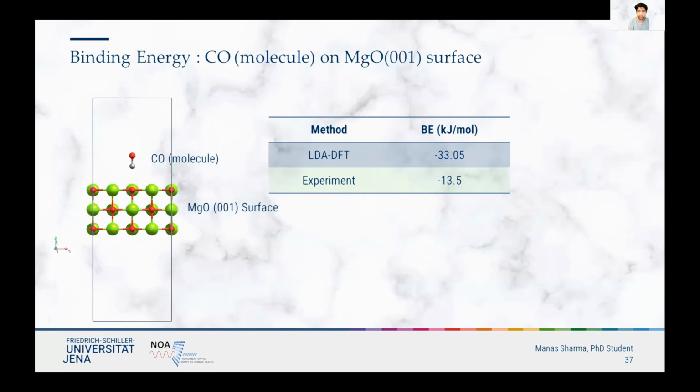Next, I also consider this case of CO molecule on MgO(001) surface. So this I have been doing recently. Here, the LDA-DFT predicts a binding energy of around 33 kilojoules per mole, while the experiment gives minus 13.5 kilojoules per mole. And we want to see how DFET can come into the picture to improve it.